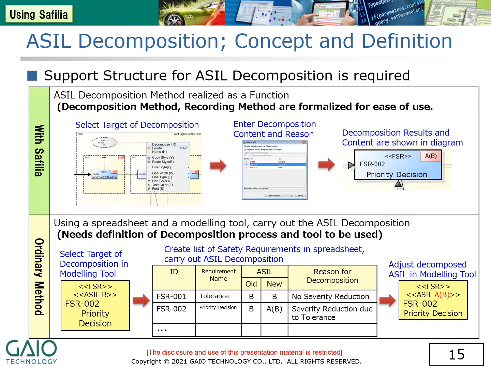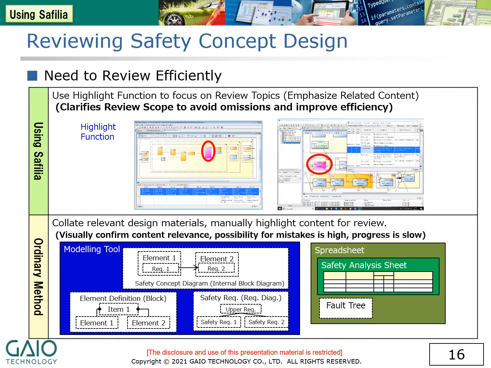Safilia also facilitates efficient, methodical ASIL decomposition of requirements, ensuring that a clear link exists between each requirement and its decomposition result. The highlight function of Safilia allows clear focus on specific topics during reviews, helping to identify omissions in scope and other problems. Other methods of review presentation rely on manual operations which are prone to mistakes and thus reduce efficiency.